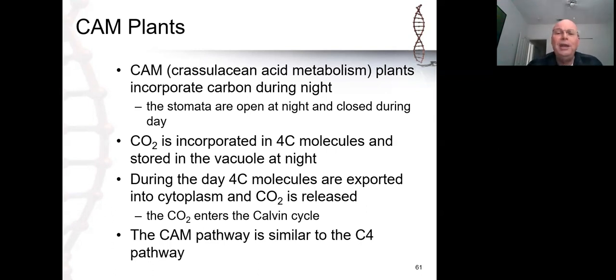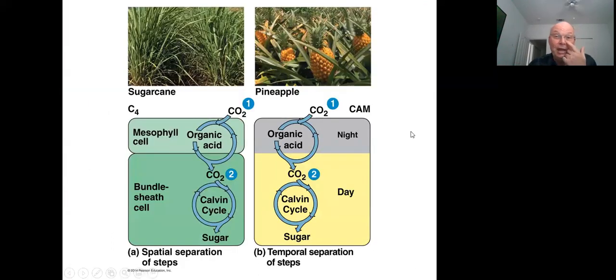So rather than opening their stomata during the day, they open their stomata at night, create the organic acids, the oxaloacetate and the malate, but store those. And they store them in the central vacuole.